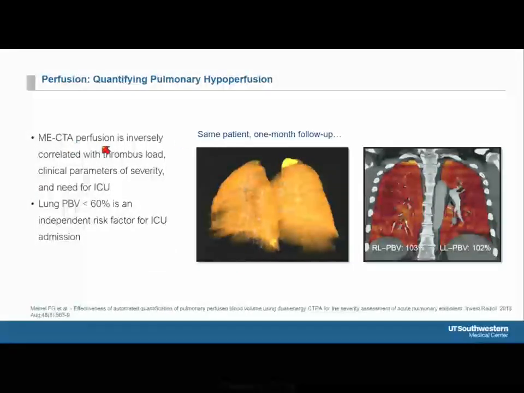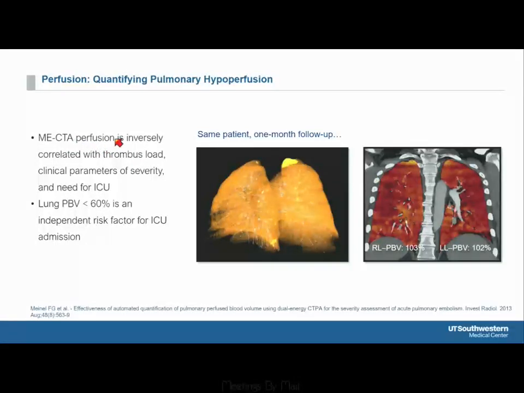And these parameters in patients with acute PE were inversely correlated with the thrombus load, clinical parameters of severity and necessity for ICU admission. Actually, if you average the value in both lungs, and when that value was less than 60%, there's data supporting that there's an increased risk of ICU admission, and those patients could be considered as having significant or massive PEs. And you can also use those tools to monitor treatment.